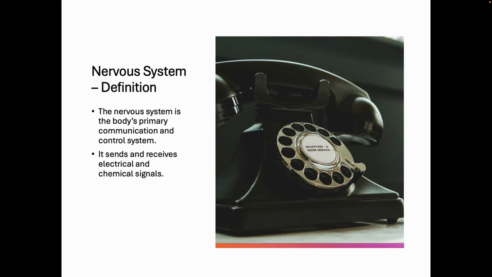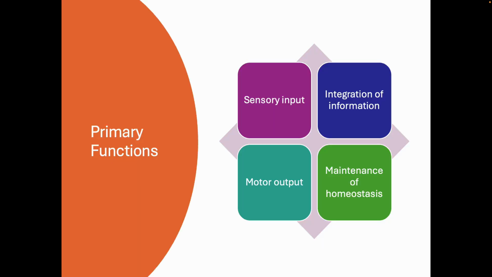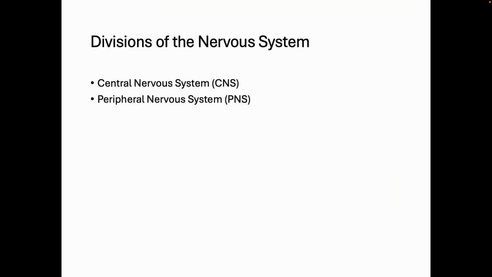The nervous system is the body's primary communication and control system. It sends and receives signals, electrical and chemical signals. Functions: sensory input, integration of information, motor output, and maintenance of homeostasis. We're going to divide it into two systems: central nervous system, CNS, and peripheral nervous system, PNS.